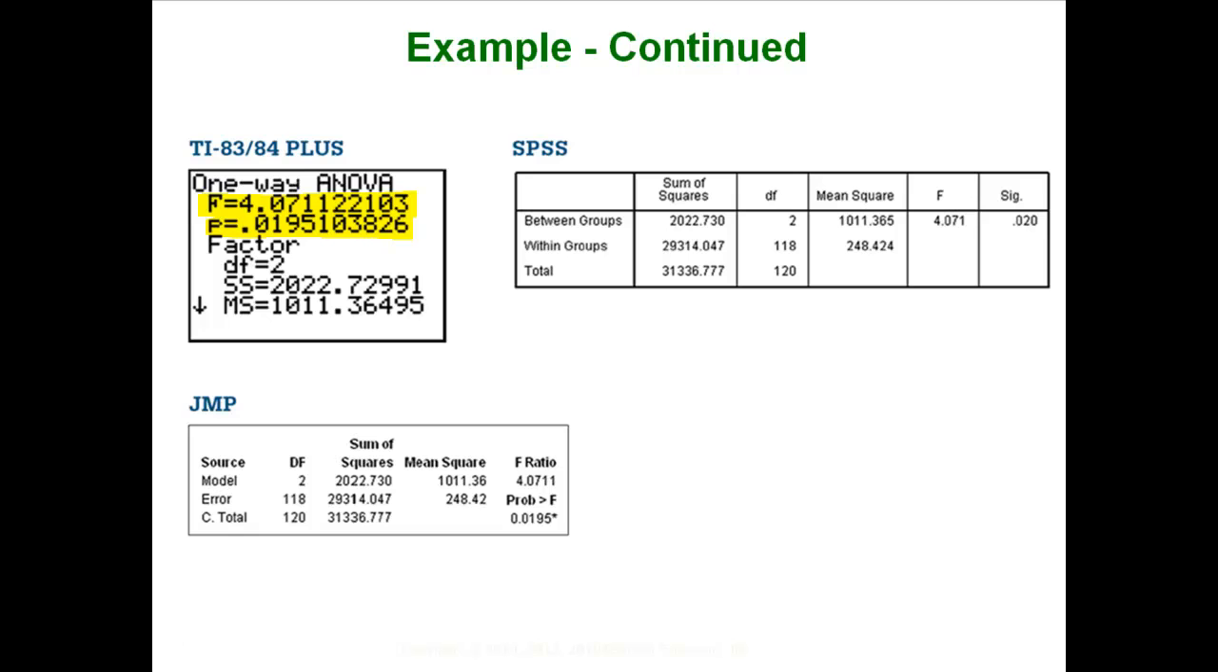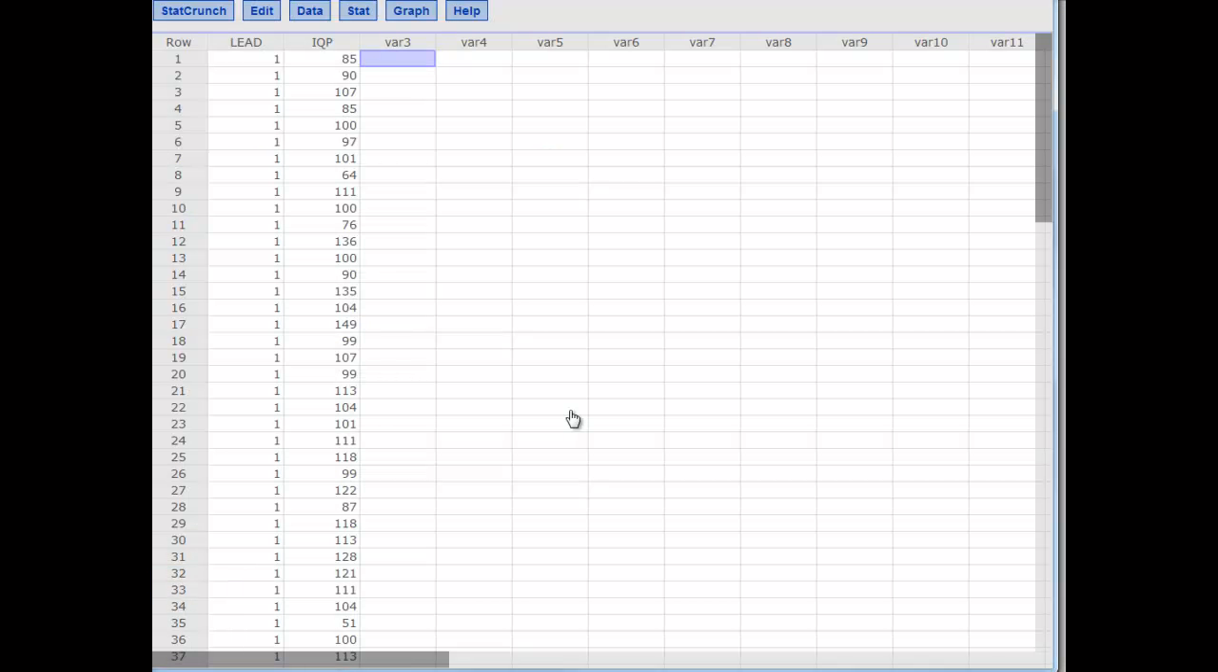Let's see how easy it is to actually get it to run it for us. We're going to look at how to do it in StatCrunch. There's one of two ways. Either you put your groups, in this case three groups, in three different columns, or you can put all of the data in one column, and then you have to have a grouping column. So this first column is the lead column, which just has ones, twos, and threes.